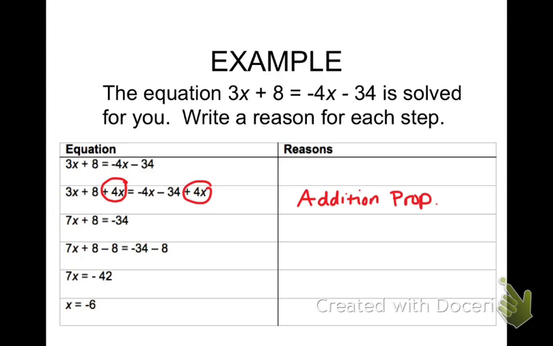And you can just put prop for property if you don't want to write it out. Your first line should always just be written in as given, because that's what's given to us to start out with.